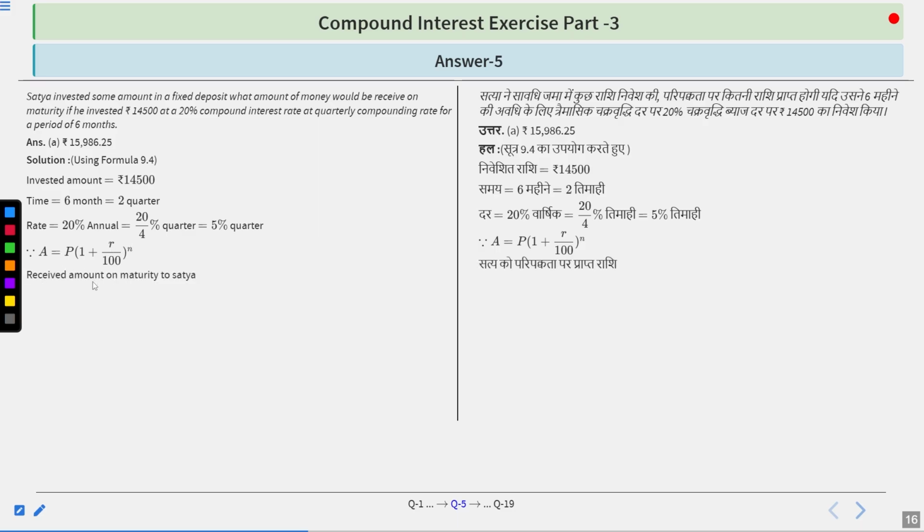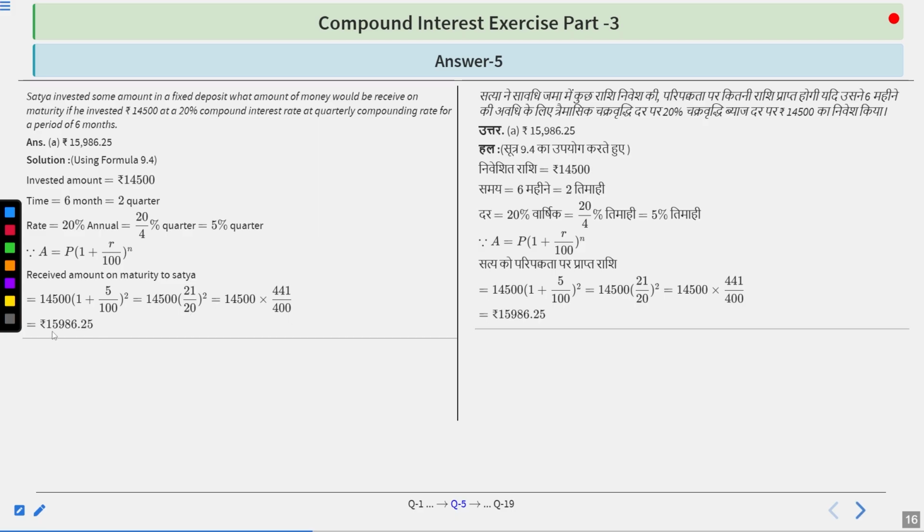So the amount received on maturity by Satya is P, which is 14,500, into 1 plus R, which is 5 upon 100, to the power of the time period, 2 quarters. That becomes 14,500 into 1 plus 5 upon 100, which is 21 upon 20, whole power 2. That becomes 14,500 into 21 square, which is 441, upon 20 square, which is 400. So that is equal to rupees 15,986.25. So option A is the correct answer.